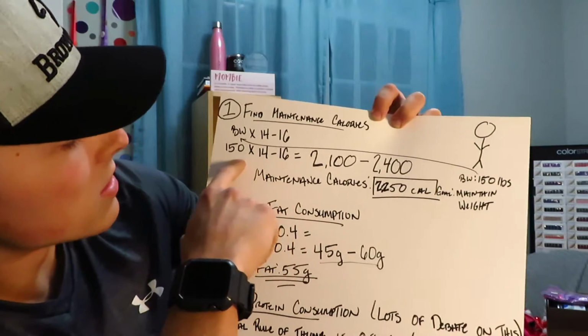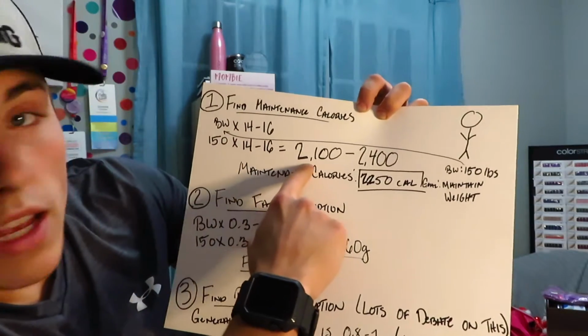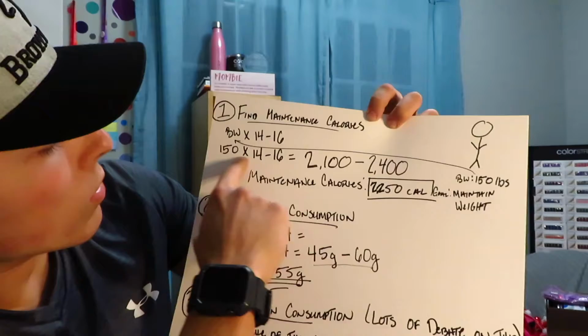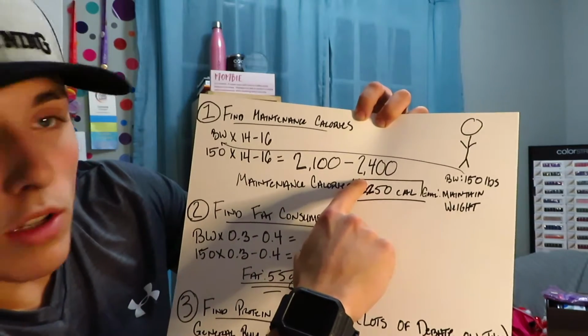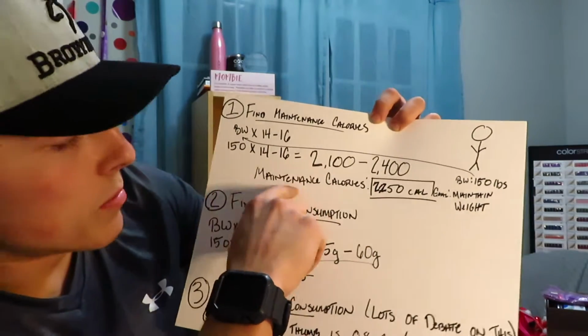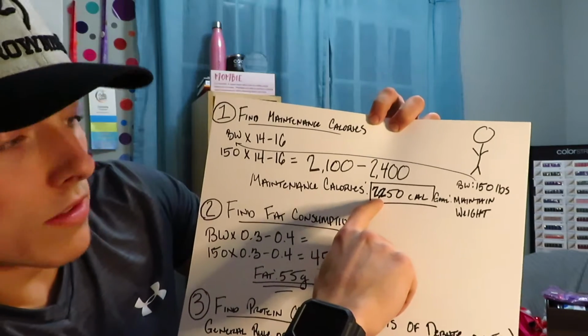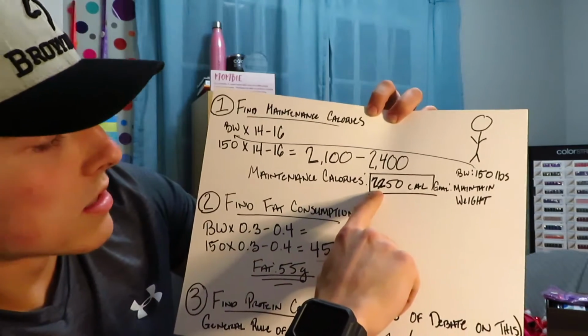So in his case, I did 150 times 14, I got 2,100, and I did 150 times 16, I got 2,400. So what I went ahead and did for him was I put him right in the middle. 2,250 calories is his maintenance.